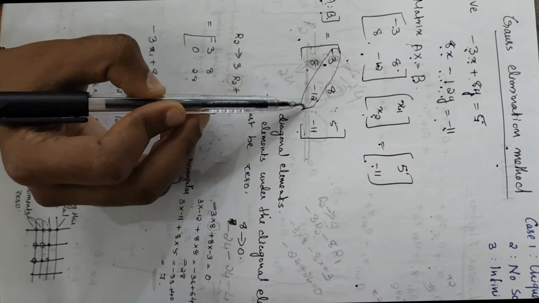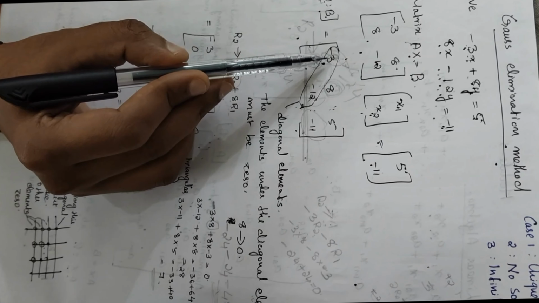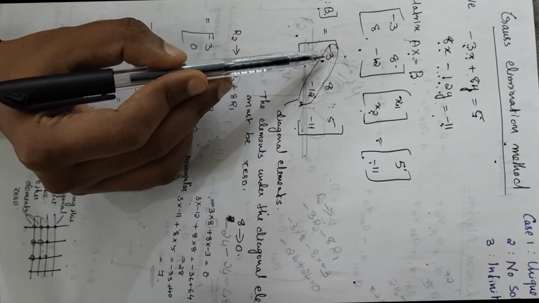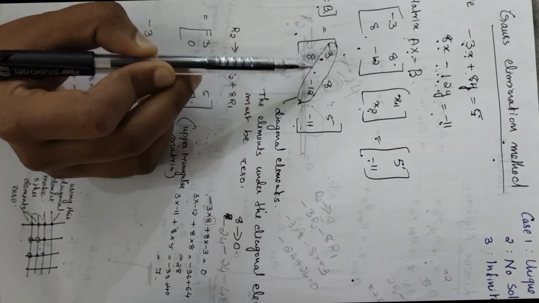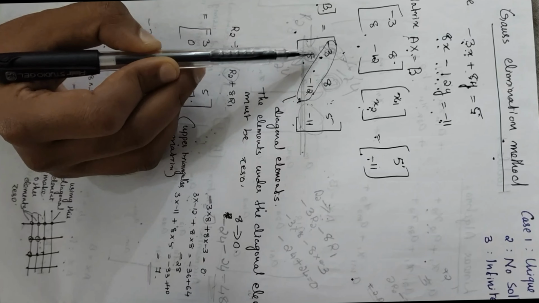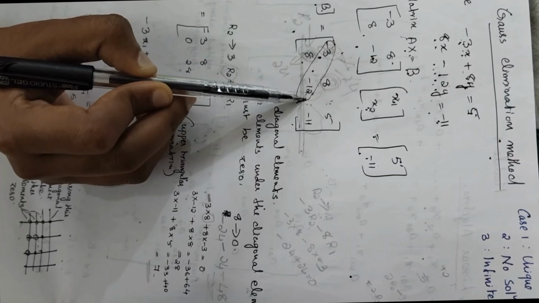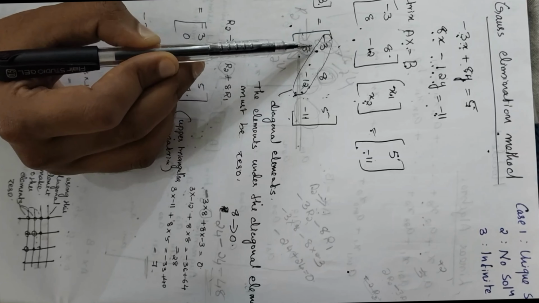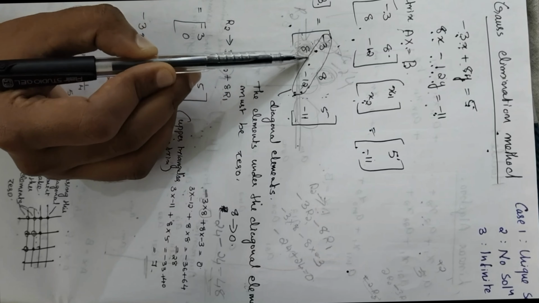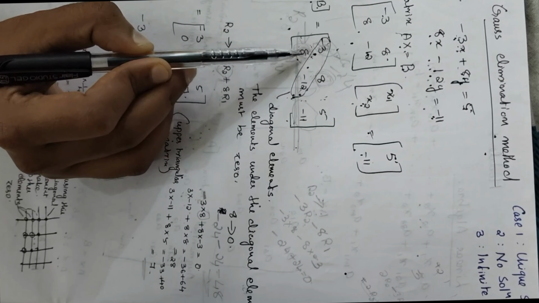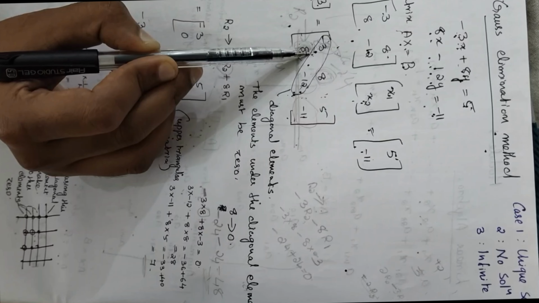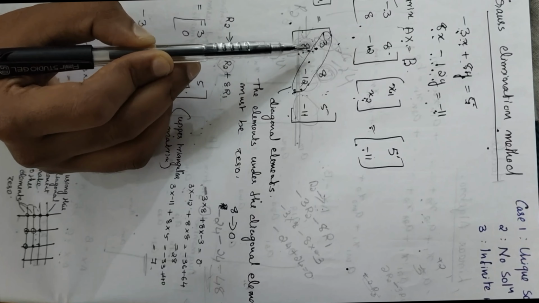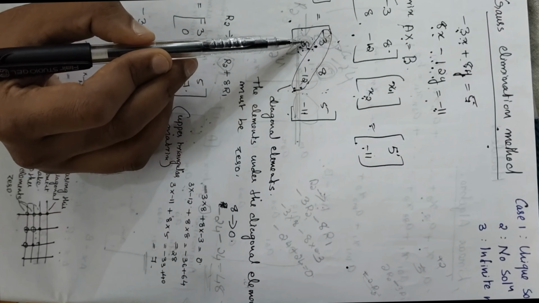The elements under the diagonal elements must be 0. So these are our diagonal elements, and we have to convert the elements under the diagonal elements to 0. So we have to convert 8 into 0. To do that, we have to convert this matrix into row reduced form.